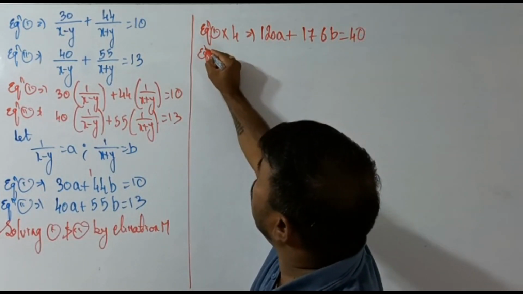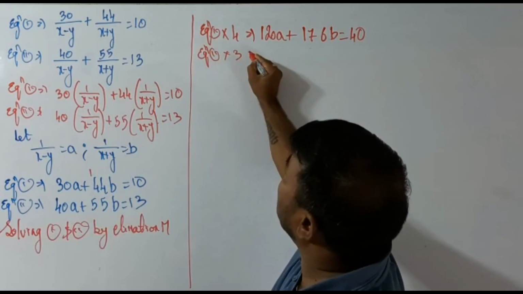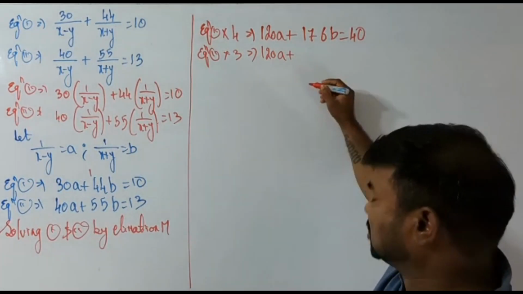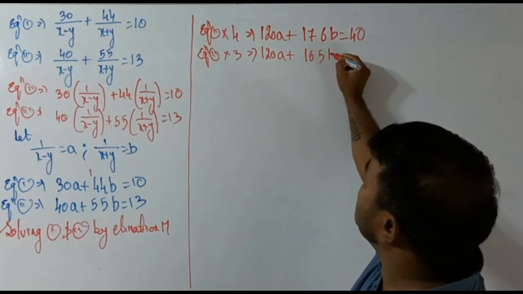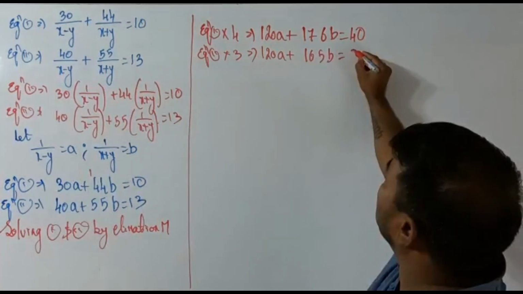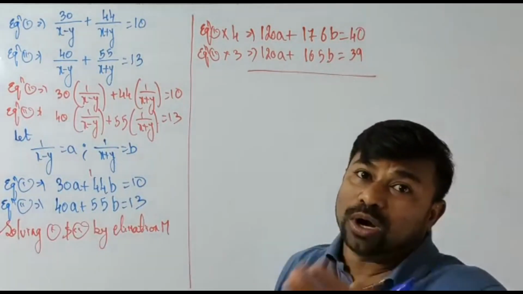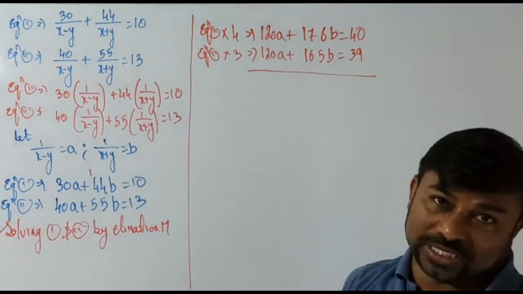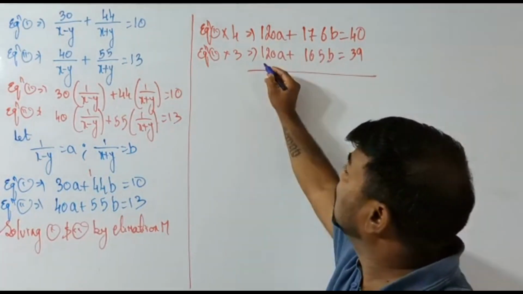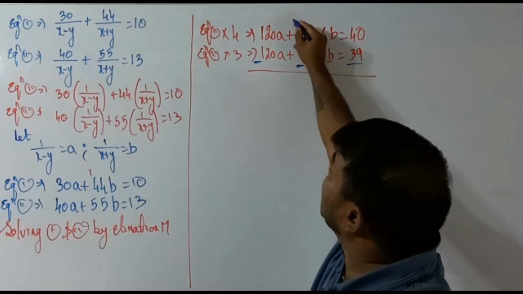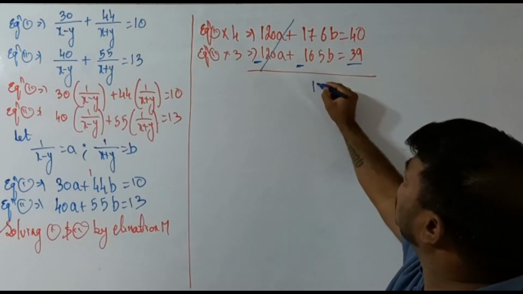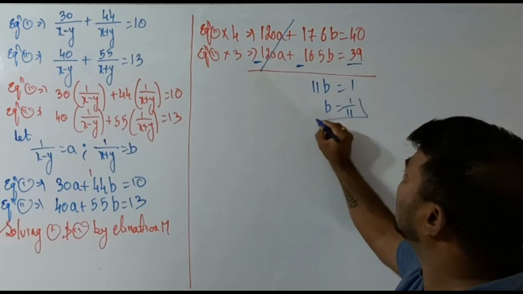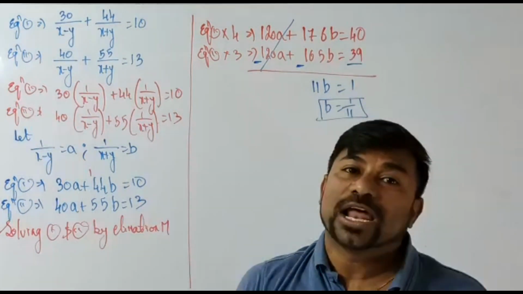Now I multiply equation 2 by 3. So it is again 120a plus 165b equals 39. So what we have done is made the coefficients 120 and 120. Now change the signs to cancel it. I can cancel it, and here it is 11b equals 1, and b is equal to 1 by 11. Okay, I got the value of b.